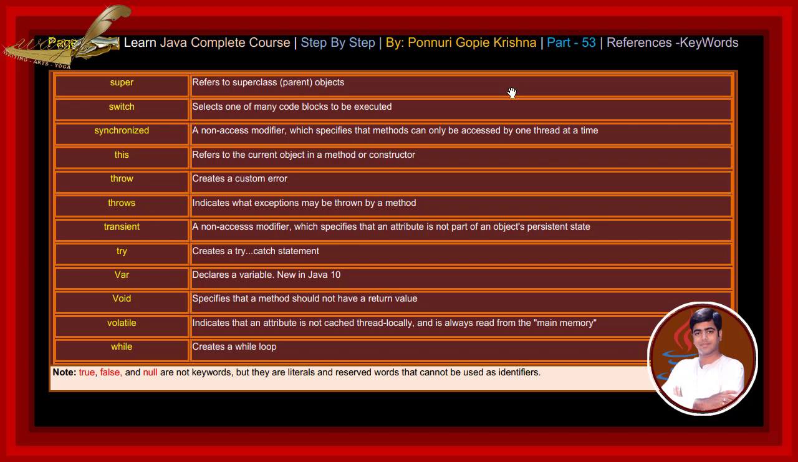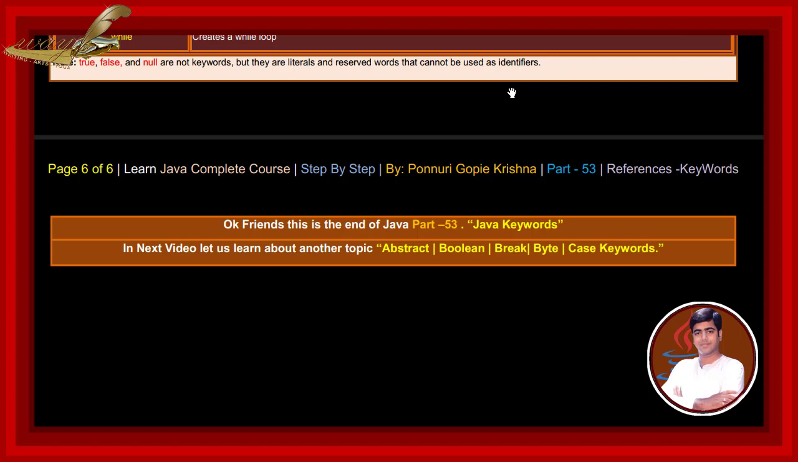Volatile keyword, indicates that an attribute is not cached thread-locally and is always read from the main memory. While keyword, creates a while loop. Note: true, false and null are not keywords, but they are literals and reserved words that cannot be used as identifiers. Okay friends, this is the end of Java part 53, Java keywords.